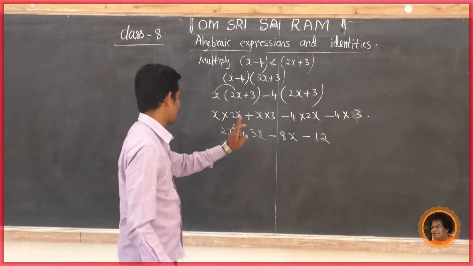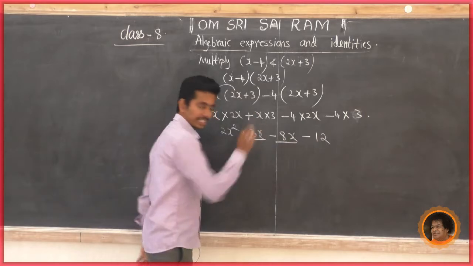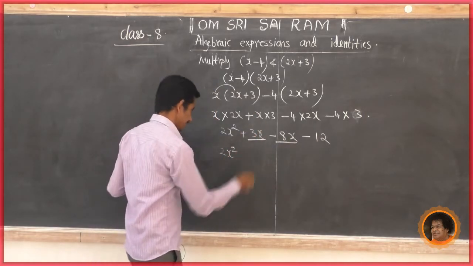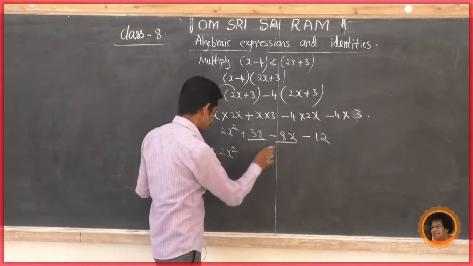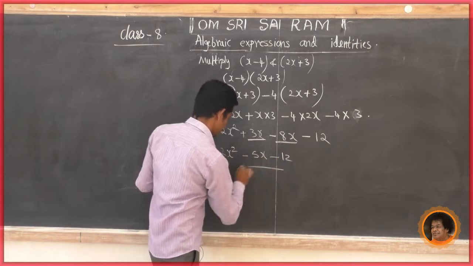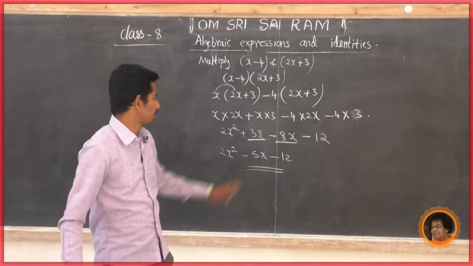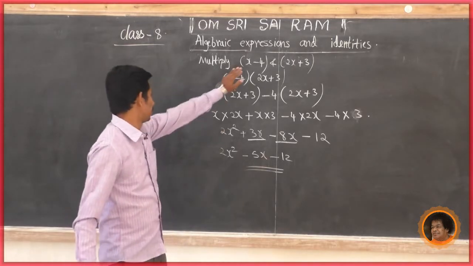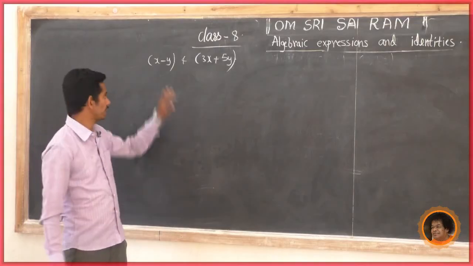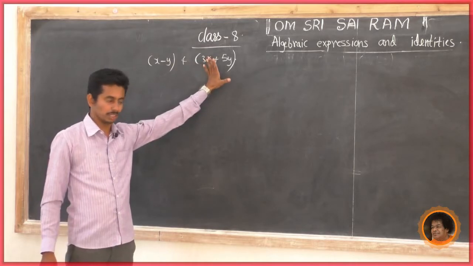So 2x squared plus 3x minus 8x minus 12. 3x and minus 8x both are like terms. 2x squared write as it is, plus 3x minus 8x, we get minus 5x minus 12. So 2x squared minus 5x minus 12 is the answer for multiplying x minus 4 and 2x plus 3. Another example, multiply x minus y and 3x plus 5y.